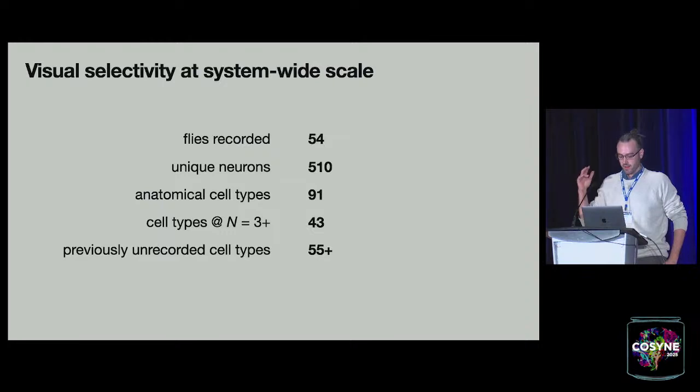That said, of the 91 cell types in the full data set, at least 55 of these have not been previously recorded. So I think this data represents one of the most comprehensive accounts to date of early visual processing, and I'm really hoping it'll be a useful resource for folks in this room modeling visual computations. If anyone's interested in working with the data, please definitely come chat with me.